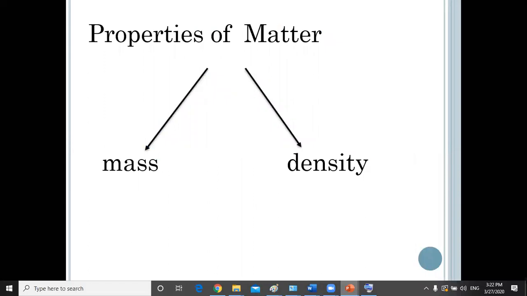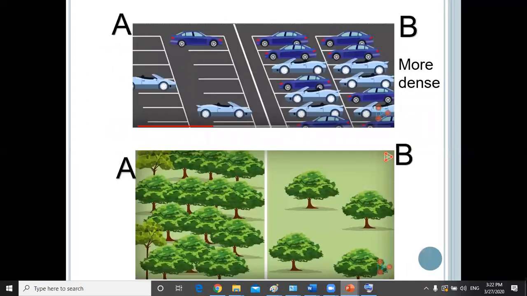Okay, so we talked about mass. Now we will talk about density. Repeat after me. Density. Great job. Excellent. What is density? I want to show you these two pictures. Look at these two pictures carefully.